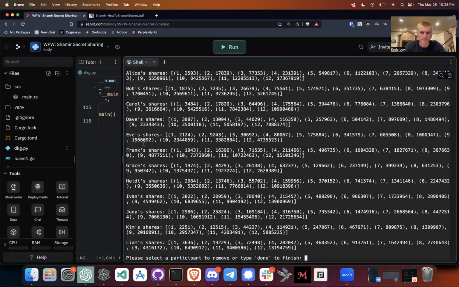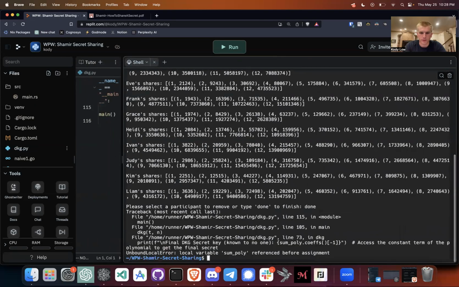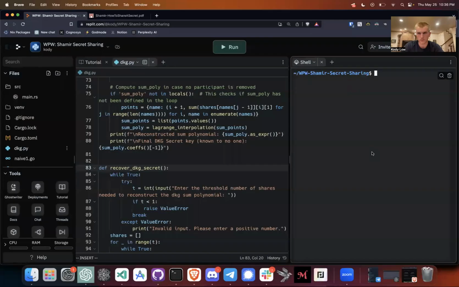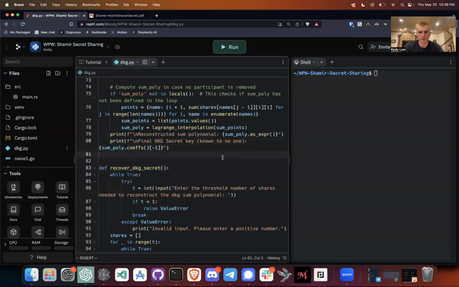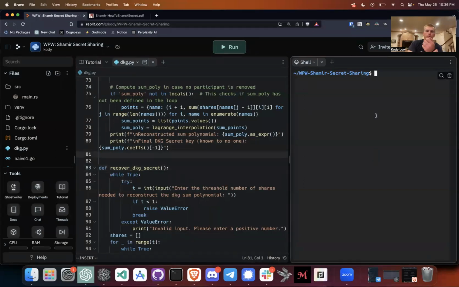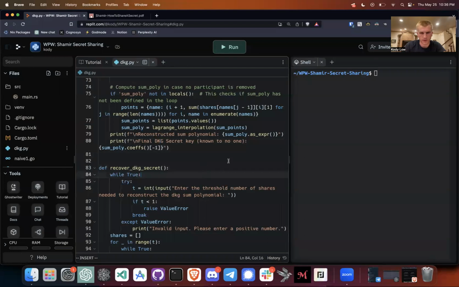And let's just finish it right now, right? Oh, one sec. Okay, back. Sorry, I didn't initialize a variable to a default value. So if I go over here, yeah, let's run this DKG, right?